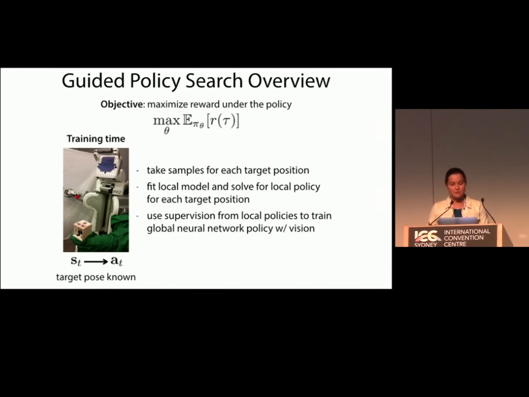And what you can do is, instead of training that single global policy on states of the system, actually don't give it the target position, but instead give it the image and have it learn to map from images or raw observations, high-dimensional observations, to the target actions that it wants to achieve. This isn't specific to just putting a block into a shape-sorting cube. You can also do this for other problems by decomposing them into these sorts of subproblems, solving for local policies for each of those subproblems, and then supervising a single global policy.